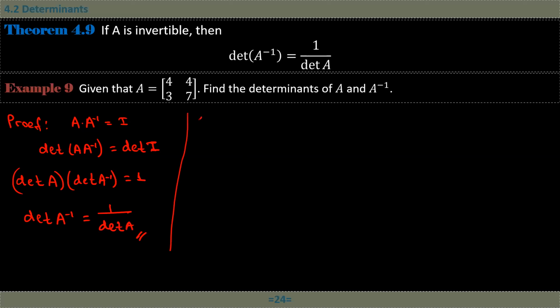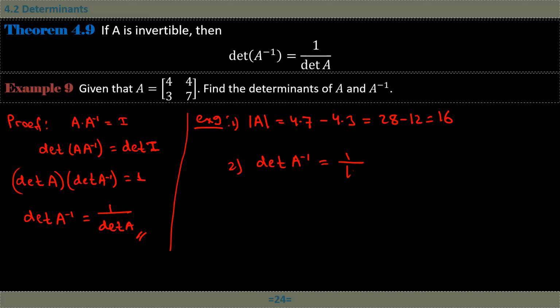So let's see this example, Example 9 solution. Given that matrix A has these entries 4, 3, 7, find the determinants of A and A inverse. The determinant of A in the first part is just a 2 by 2 matrix, that's equal to 4 times 7 minus 4 times 3, which is 28 minus 12, that's equal to 16. Now to find the determinant of A inverse, we don't have to find its inverse and after that find the determinant, right? Using this theorem, the determinant of A inverse should be equal to 1 over 16.